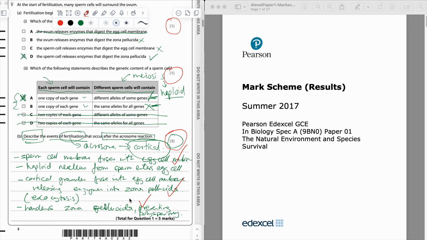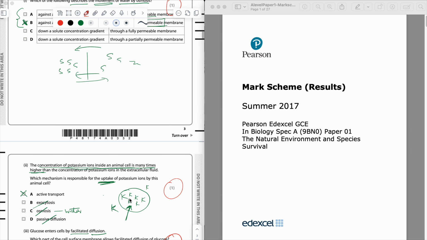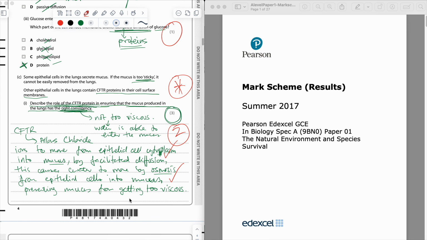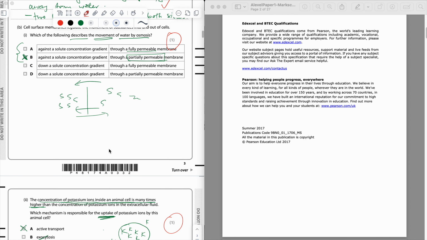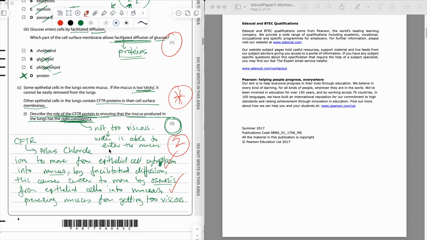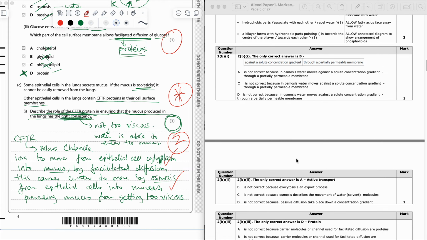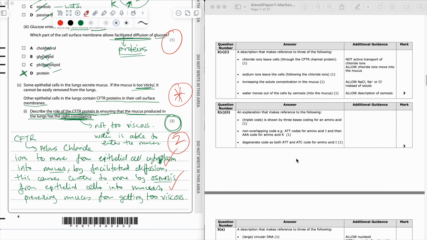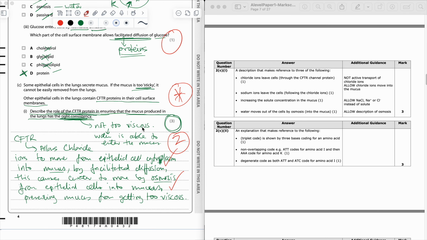Right, so first question, what I've done is I've just indicated with stars which parts of the paper I got wrong and where I lost marks. So the first place I lost marks was question 2C. I got 2 marks out of this, so I lost a mark here. 2C part 1.